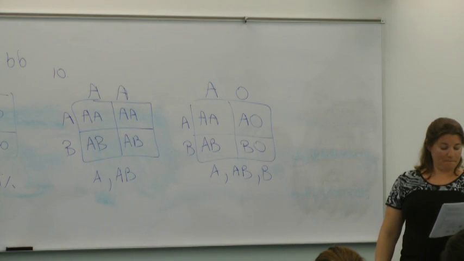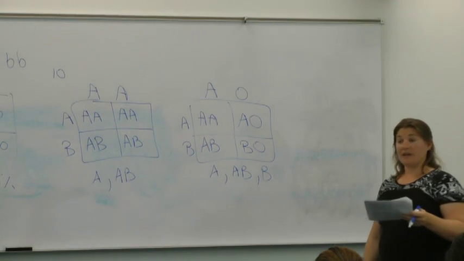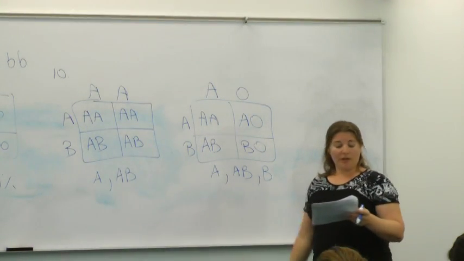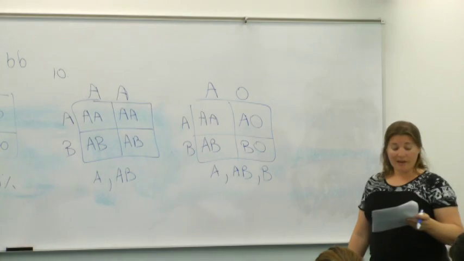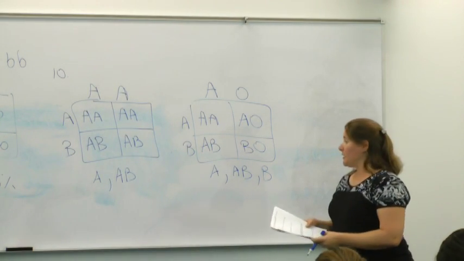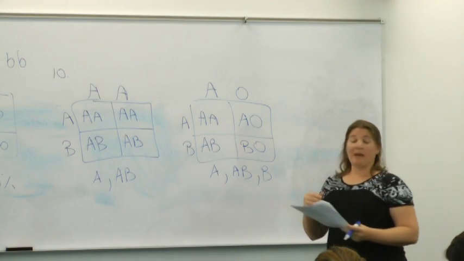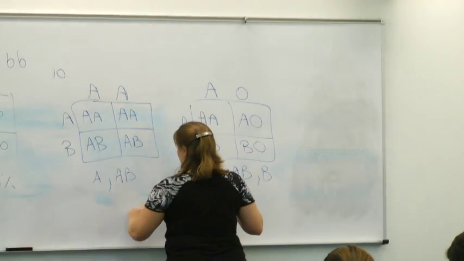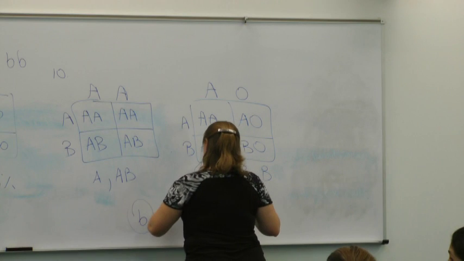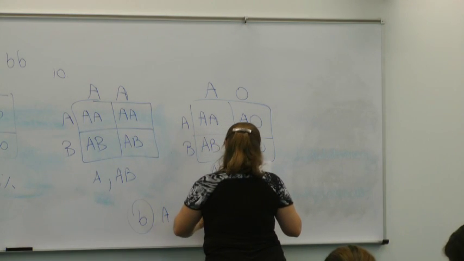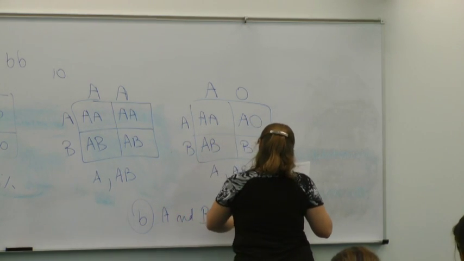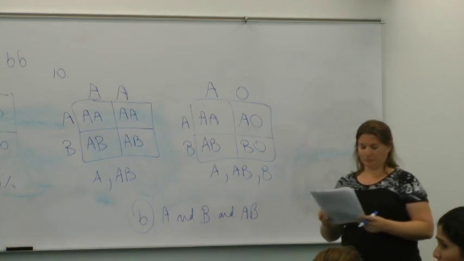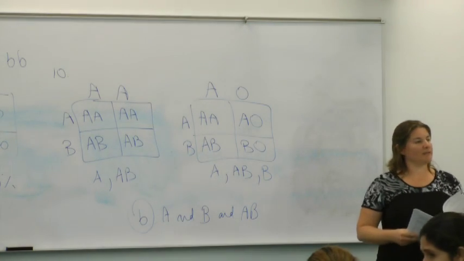So what's the best answer of your choices? What is it? B. You're saying E? Did you say E? How could it be E? There's no O in the choices, right? It's gotta be B. You can have A blood babies, B blood babies, and AB blood babies. That's all that's possible. So it's got to be choice B. A and B and AB. Yes.